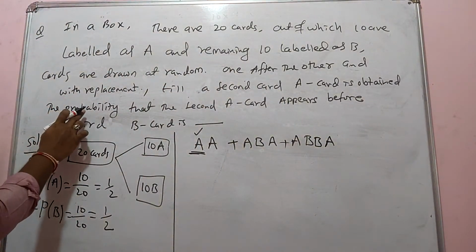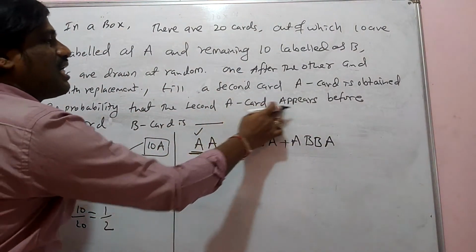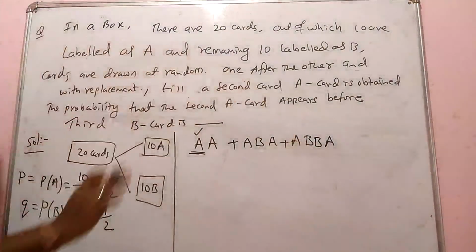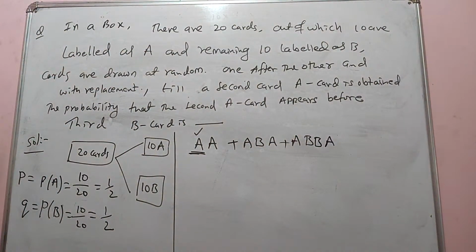Because I have to find the probability that the second A card appears before the third B. So before the third B, I have to get this. With A, I have these chances. With B, what are the things I'll get?